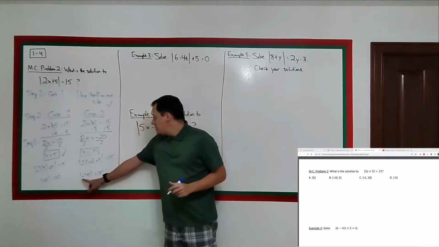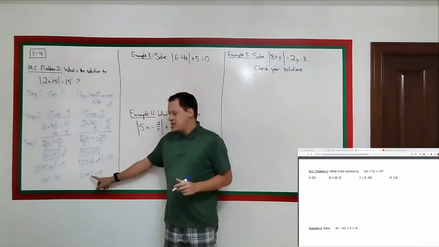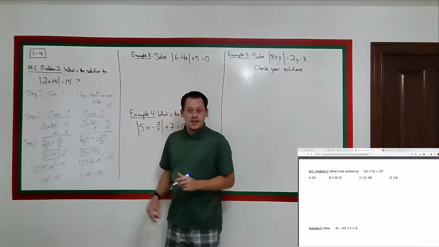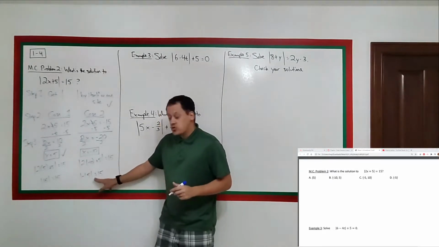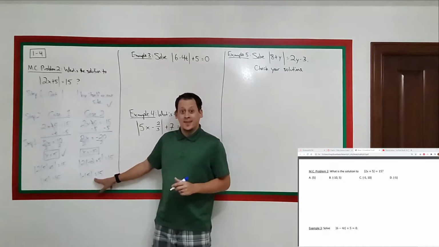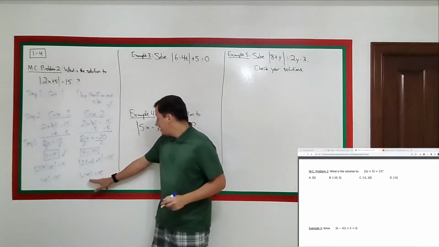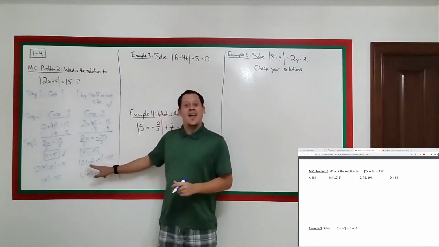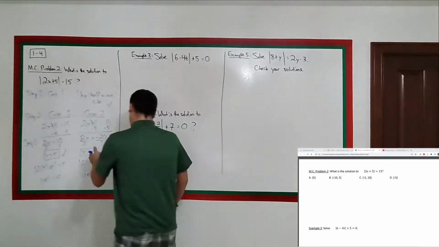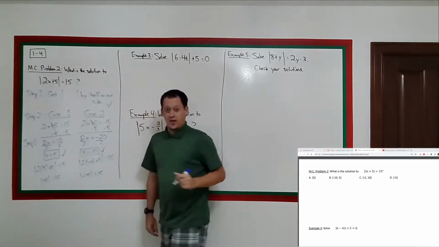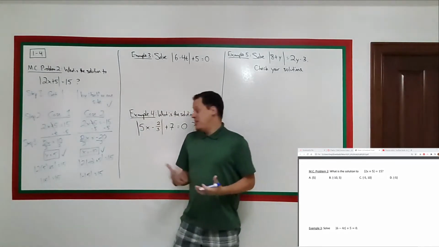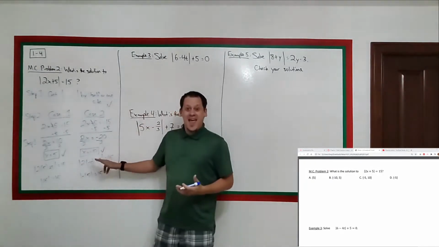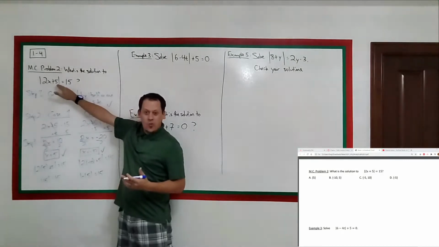So we have the absolute value of negative 15 equals 15. Is this true? Yes. That's what the absolute values do, right? They take a negative number inside and make it positive. So this solution also works. So x can be 5 or negative 10, and it still works here.